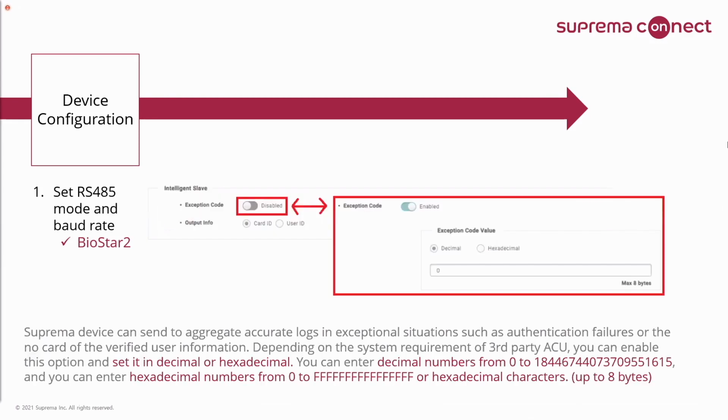In intelligent slave, the card ID for authentication success can be output, but if authentication fails, the result is not sent to the access control panel. It may be necessary to send a code to identify authentication failure of a connected reader in the access control panel, in which case you can enable and set the exception code option.